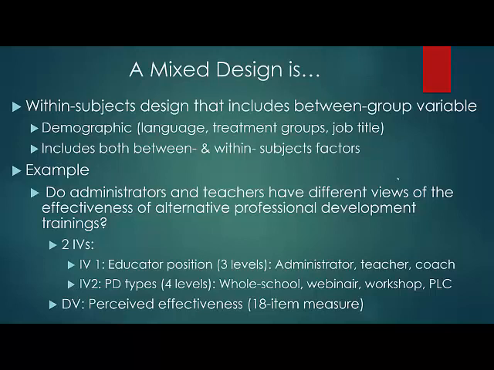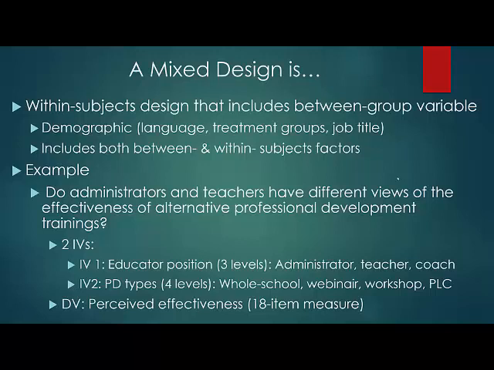The second independent variable is our within subjects effect that we're interested in looking at. In this case, it's going to have four levels. We could provide professional development at the whole school level. We could do webinars, where it's web-based delivery. We could do workshops within or outside of a school, or we could do the trainings within a professional learning community framework. A professional learning community is just where you have groups of teachers, grade teachers, working together to look at data and trying to use that information to guide instruction in classroom and school decisions.